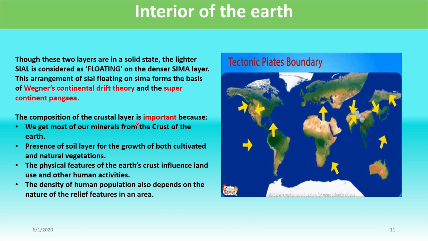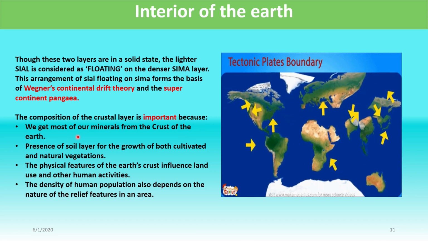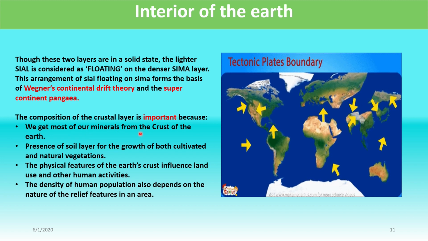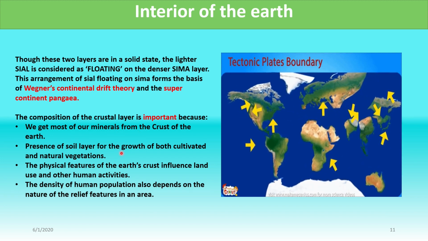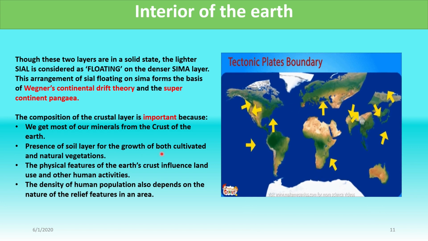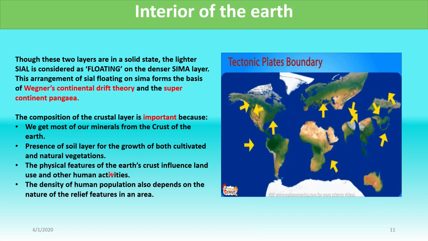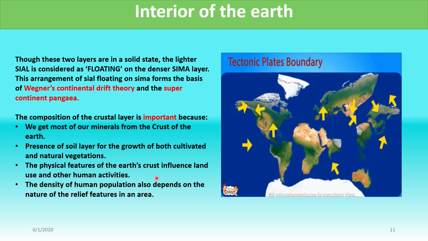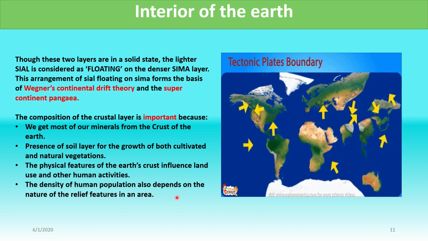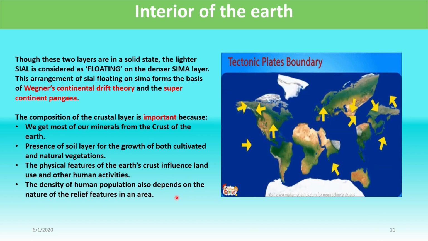The composition of the crustal layer is important for us because we get most of our minerals from the crust of the Earth. It also holds the soil layer for the growth of both cultivated and natural vegetation. The physical features of Earth's crust influence land use and other human activities. The density of human population also depends on the nature of the relief features in an area.